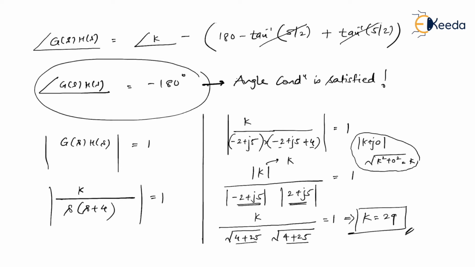I'm sure you have understood how to tackle such problems. Whenever they ask you the value of k, go for magnitude condition. Whenever they ask you whether the particular point is present on root locus or not, please go for angle condition without fail. So let us start with the last problem that we have.